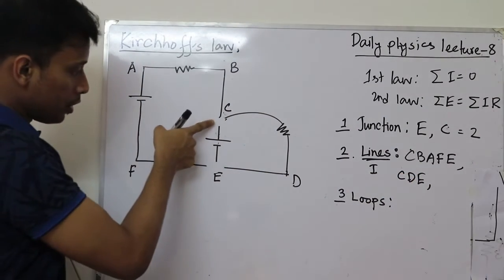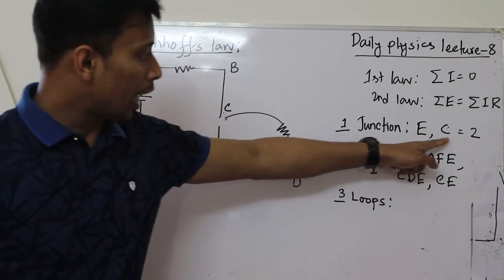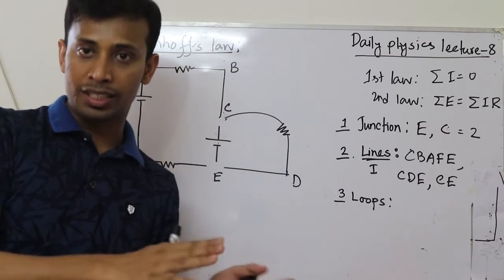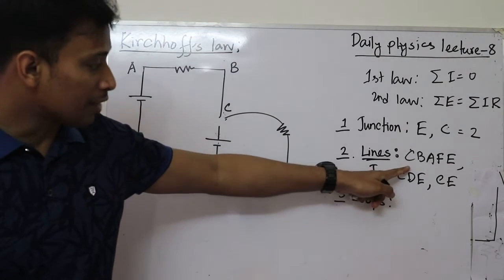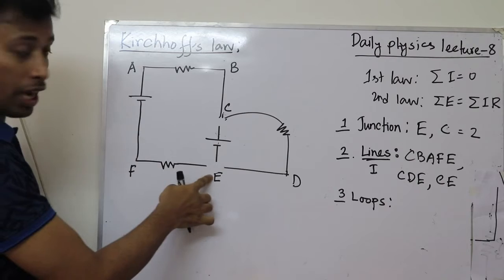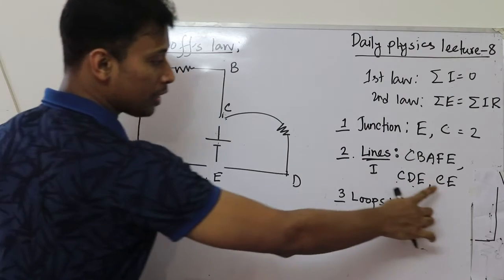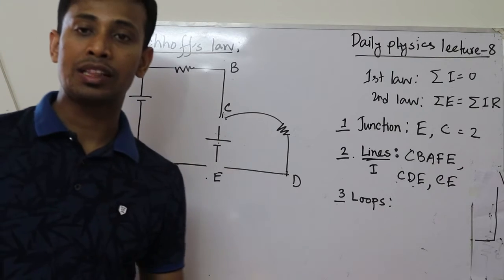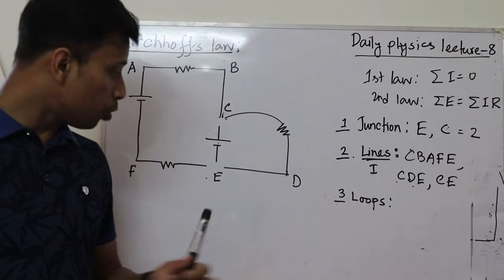And what is the third line? C to E, this small one. So as C and E are the 2 junctions, how many lines are here? All lines will start from either C or E and end at either C or E. So the first line C, B, A, F, E starts from C and ends at E. The second line C, D, E starts from C and ends at E. And the third line C, E starts from C and ends at E. So there are 3 lines, which means there are 3 current flows. How many current flows? 3. Now let's move on to how many loops are here.